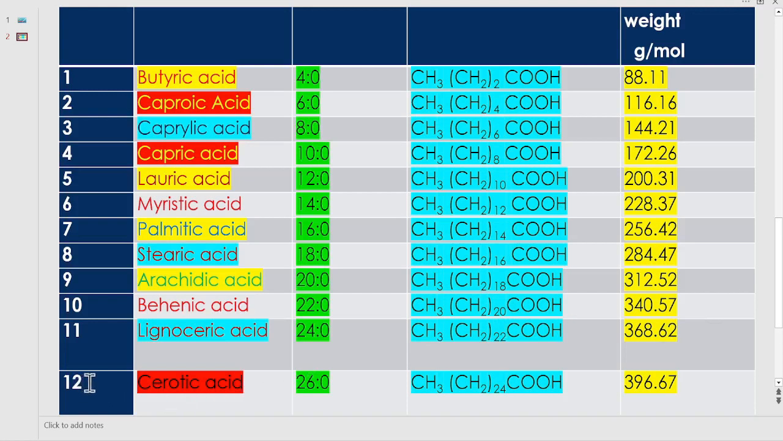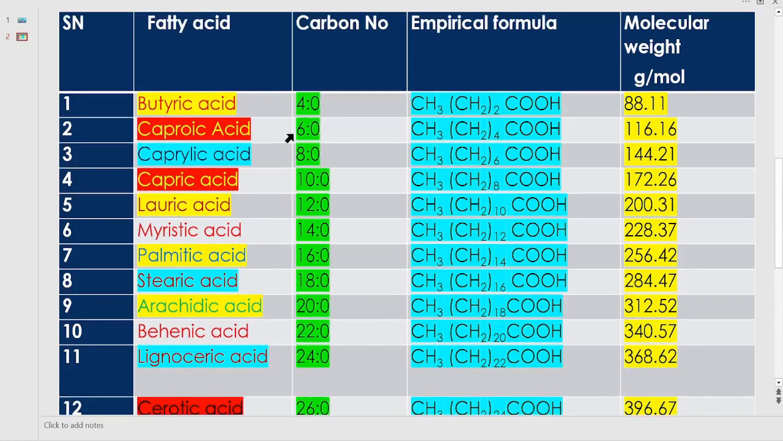Next, 12th saturated fatty acid, cerotic acid. It contains 26 carbons, and its molecular weight is 396.67. You can see here the carbon number difference between subsequent saturated fatty acids is 2.